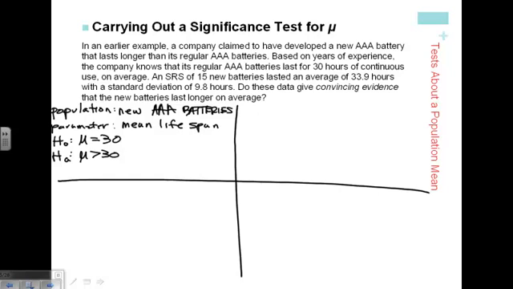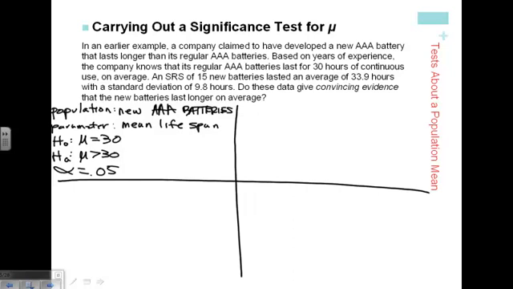Alpha value is our last thing on this area. 0.05. Why 0.05? Because if they don't give it to you, assume 0.05. It's the most typical alpha value. So there we go. Step 1 is done. So far, so good? Great. Let's go on to step 2.